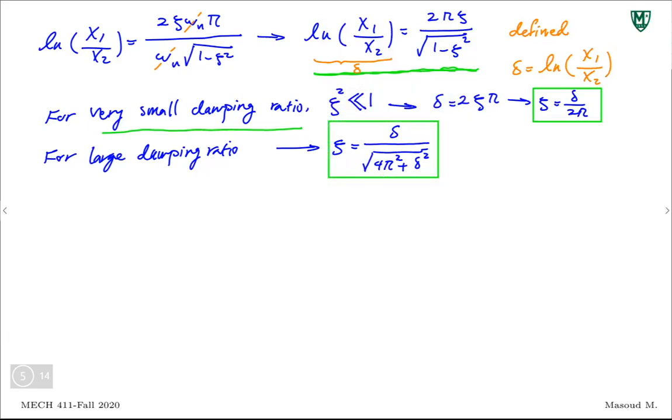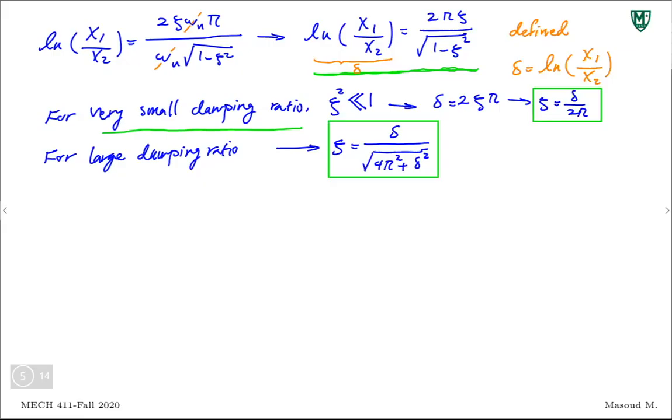Given a plot, if you can find x1 and x2, two successive peaks, find the fraction x1 over x2, find ln of that value, and that would be your delta. Put the delta there, it gives you your damping ratio. As easy as that.